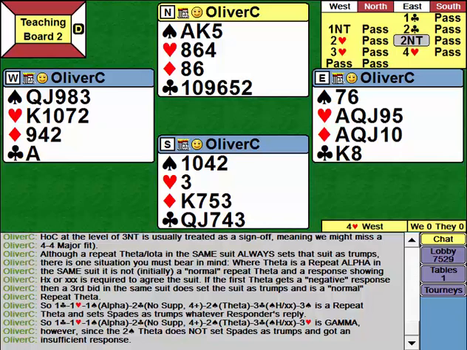Look at the second example: one club, one heart, one spade alpha, two clubs no support, two spades theta, three clubs showing singleton top honor or too small, three hearts. Three hearts is gamma now, it's not anything else, because we haven't agreed a suit of trumps, because three clubs doesn't agree spades, and it's a bid in responder's hearts. And in those cases, it's always gamma.